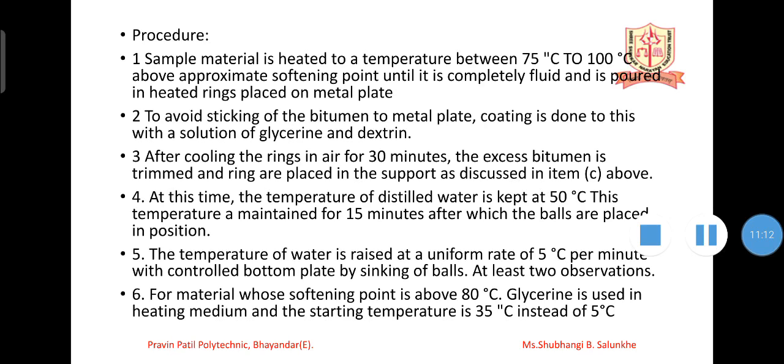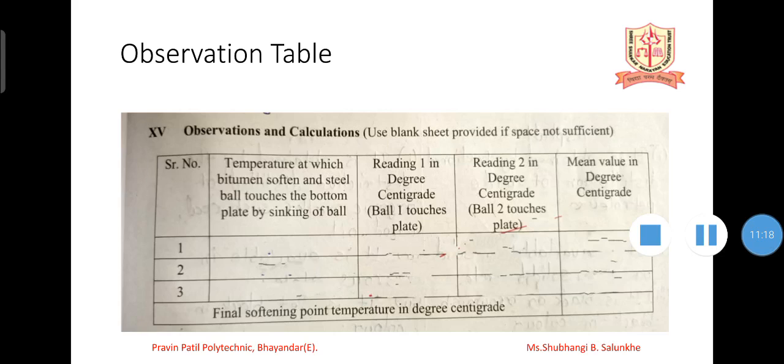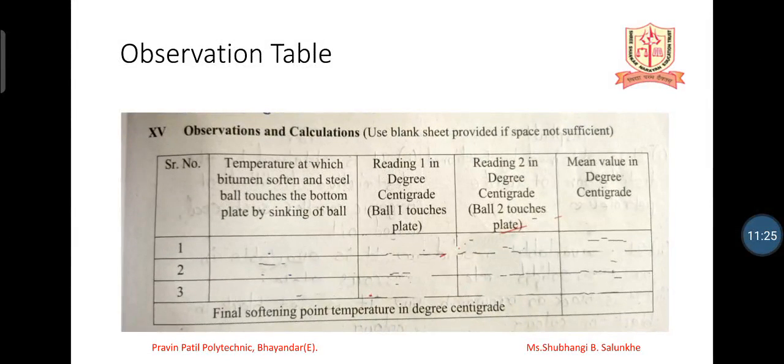So this is the procedure of the softening point test. So let me see how we are going to conduct it. First we will see the observation table. This is the observation table. After we get the reading, we have to write it in this observation table. In this, the first column is the temperature at which the bitumen softens and touches the bottom plate by the sinking of the balls.